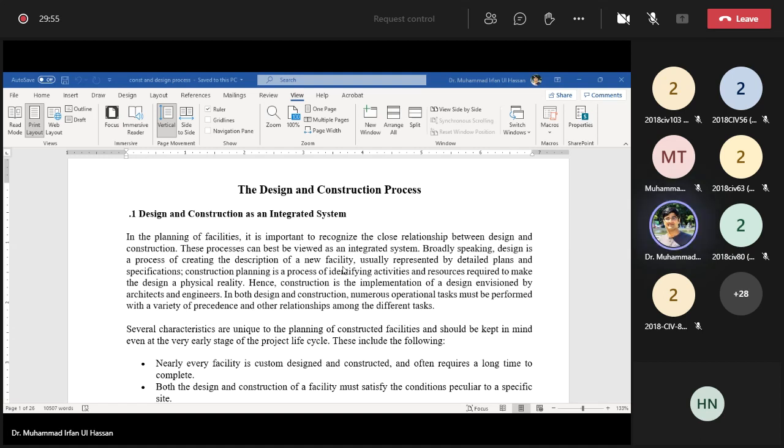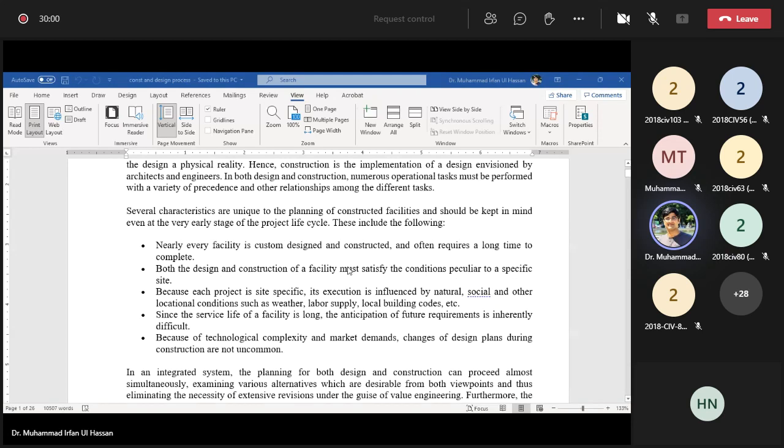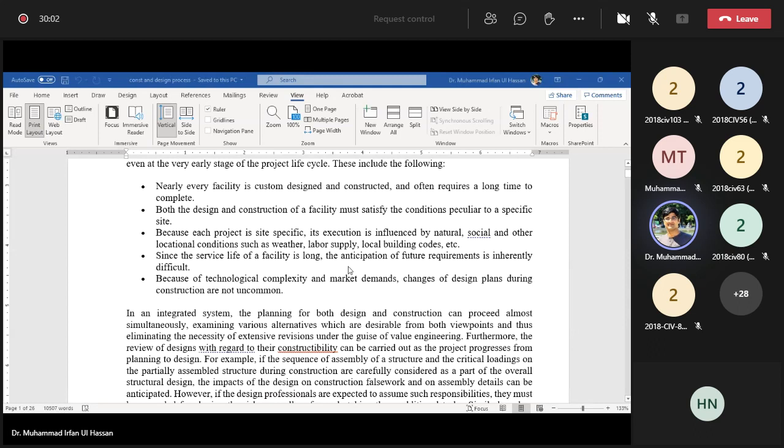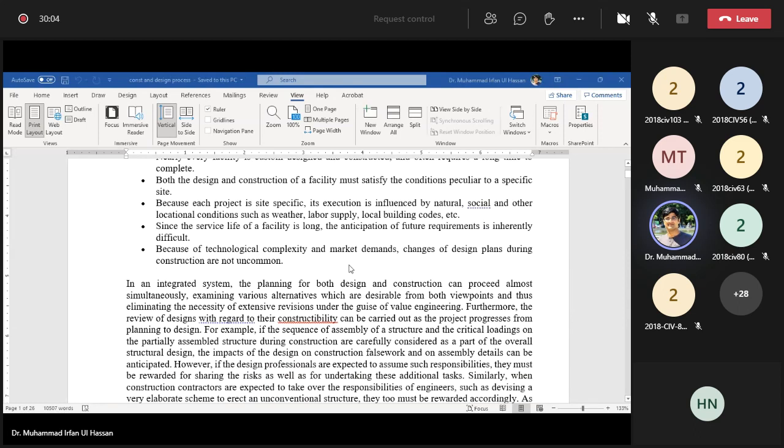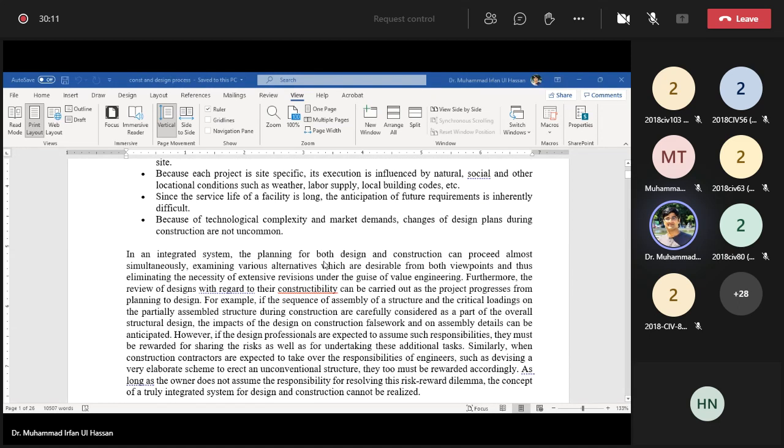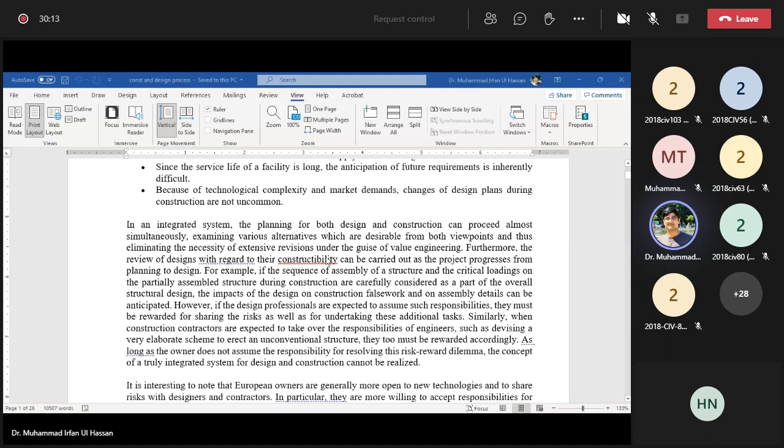So design includes the detailed plan, specs, and construction planning. Here in this project, integrated systems allow the planning for both design and construction to proceed almost simultaneously, examining the various alternatives which are desirable from both viewpoints, and thus eliminating the necessity of extensive revisions under the guise of value engineering.